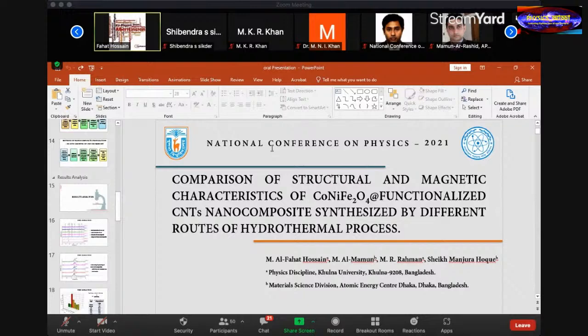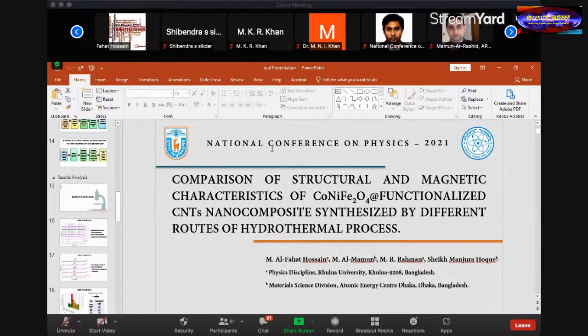Thank you, sir. Thank you for your suggestion. Actually, it's better to use the image of the composite. Due to COVID-19, we could not do the TEM of our composite, so there was a little bit of a problem with that. No, we understand it. Just a suggestion.